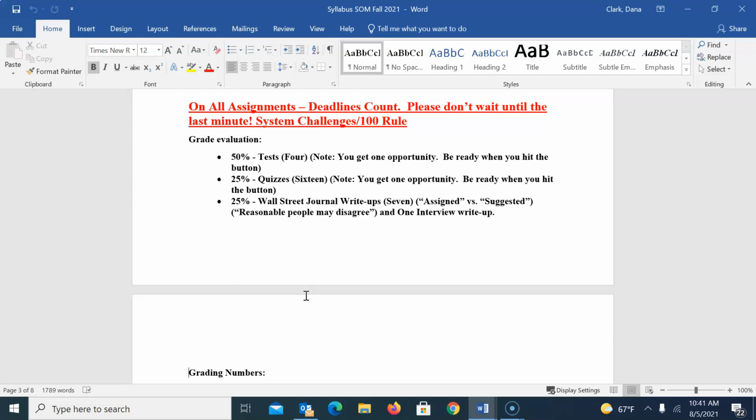Grade evaluation: 4 tests, that's 50% of the grade. Once you hit the button to take the test, you get 1 shot. So be ready when you hit the button, okay? Quizzes, there are 16 chapters and 16 quizzes. Again, note, you get 1 opportunity, so be ready when you hit the button.